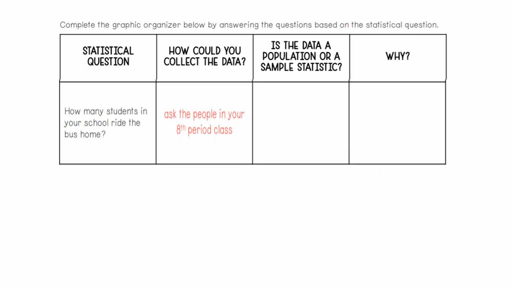And finally, the question is, how many students in your school ride the bus home? A way to collect the data would be to ask the people in your 8th period class. This is considered a sample statistic because it is difficult to try to ask every single student. So the population statistic would be to ask the entire school. The sample is a small group, which is the 8th period class. So the why is it would be difficult to ask every student in the school.